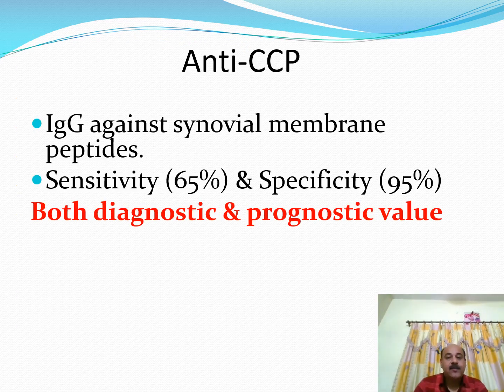Anti-CCP. This is a very important investigation in case of rheumatoid arthritis, though it's a little bit costly. This is IgG against synovial membrane. Sensitivity of anti-CCP is 65% and specificity is very high, it's 95%. It has both diagnostic and prognostic value. If it is positive, it almost confirms the diagnosis of RA, and if it is positive in very high titer, that indicates that the disease is very aggressive.